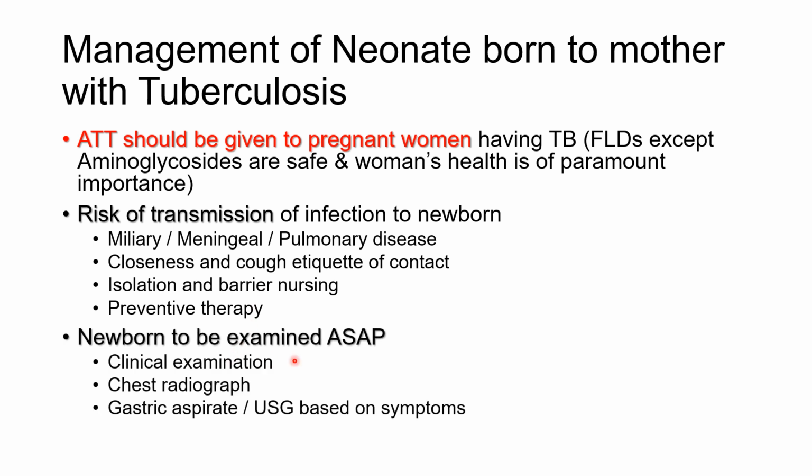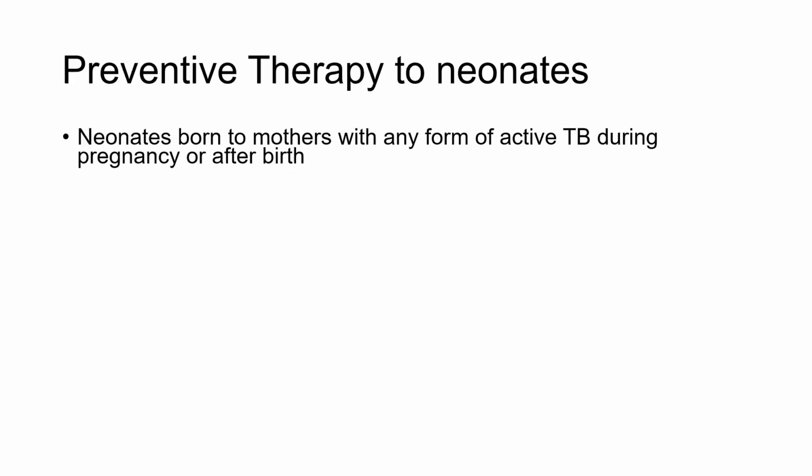Last, newborn to be examined as soon as possible. When a newborn is born to a mother with known case of tuberculosis or known diagnosis of tuberculosis, the clinical examination has to be done, a chest radiograph has to be taken, and the gastric aspirate has to be sent for nucleic acid amplification test, or ultrasonography may need to be done depending upon the presence of symptoms.